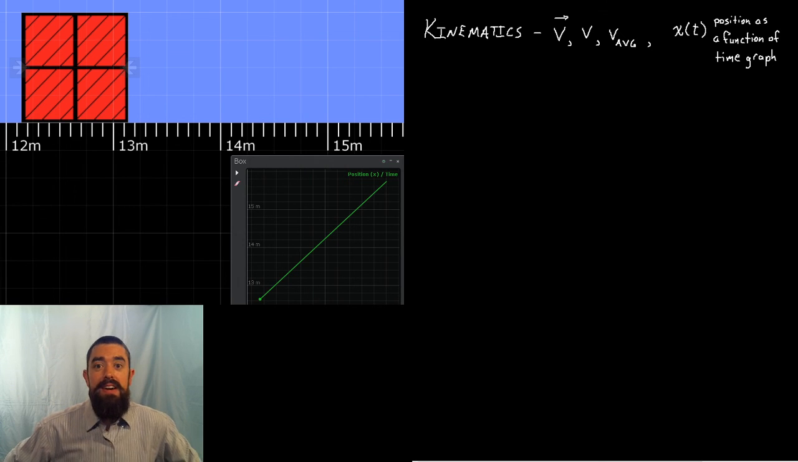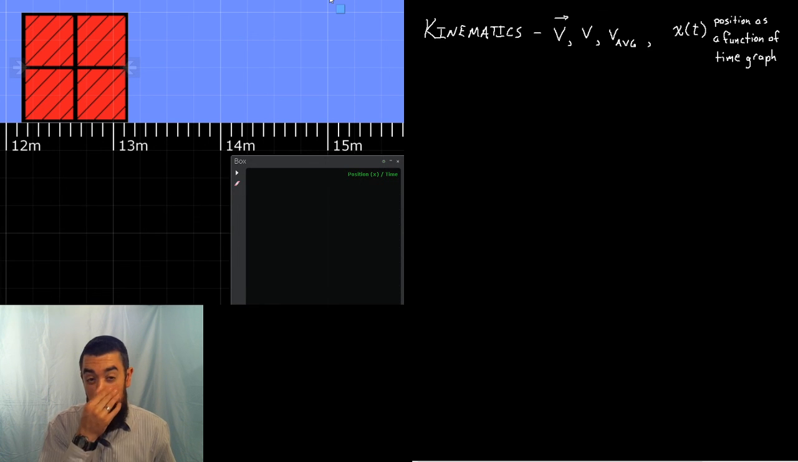Hello everybody. Now I want to talk about speed, velocity, average speed, and position as a function of time graphs. So I've made a little change to my simulation. Now I'm going to be showing a graph. And I wanted to introduce graphs to you guys, and I wanted to talk to you about velocity. So first, let's define what is velocity.